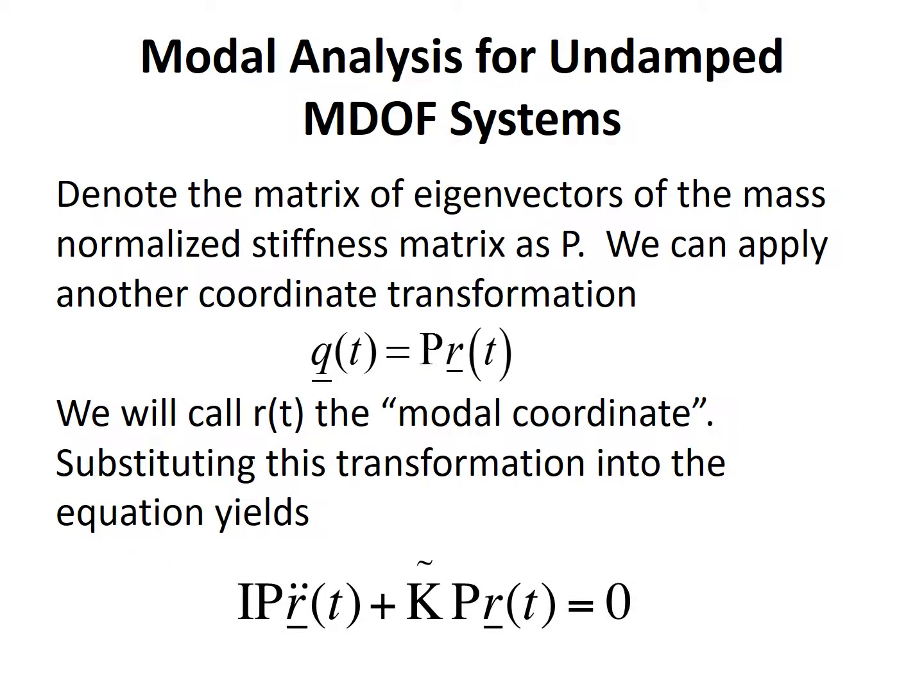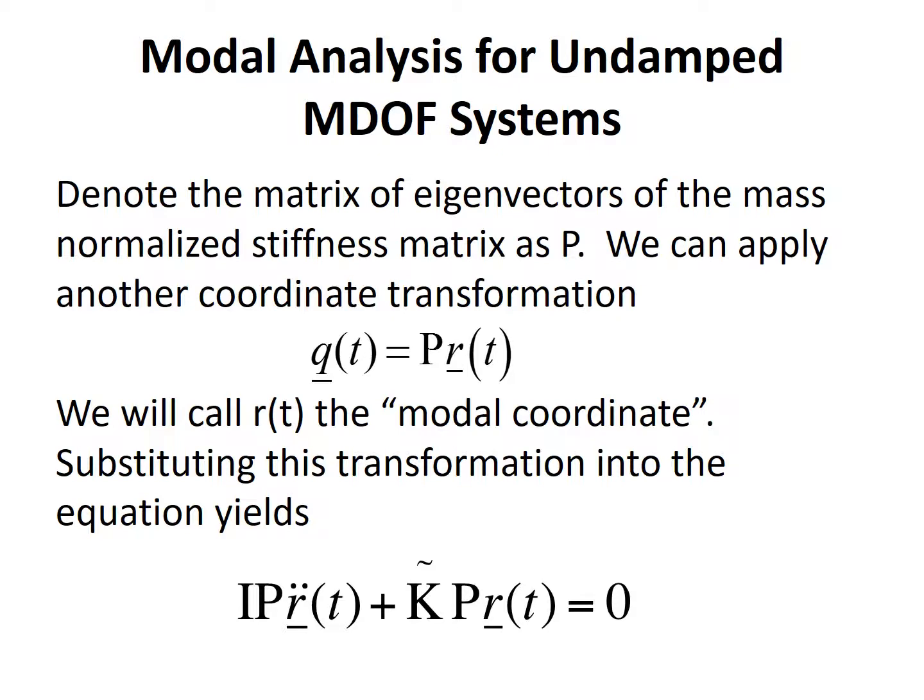Call the matrix of eigenvectors of K tilde P. P is an n by n matrix of eigenvectors of K tilde that will diagonalize the matrix into a matrix of eigenvalues. Now imagine applying a second coordinate transformation from the mass normalized coordinates q of t to a set of modal coordinates r of t through the transformation q of t equals P r of t. Substituting this expression into the equations of motion in terms of q of t yields the bottom expression on this chart.